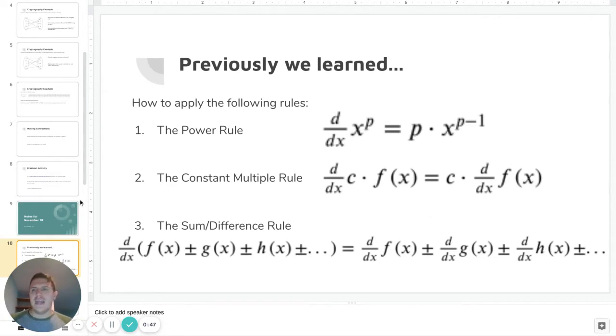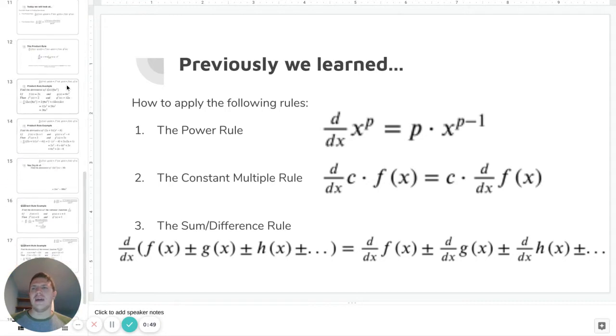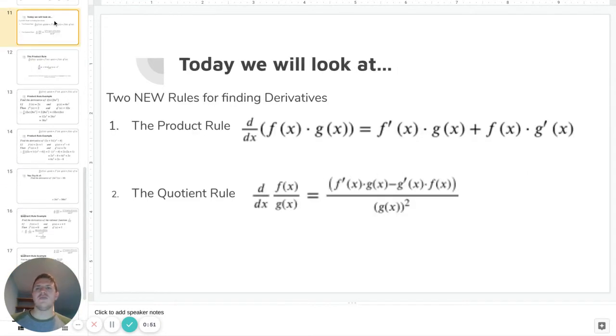Okay? Today, we're going to look at two new rules, the product rule and the quotient rule. So this is kind of like what we saw at the very beginning of the year with composite functions and rational functions. Now we're going to look at how to find the derivatives of a composite function or a rational function using these two rules.